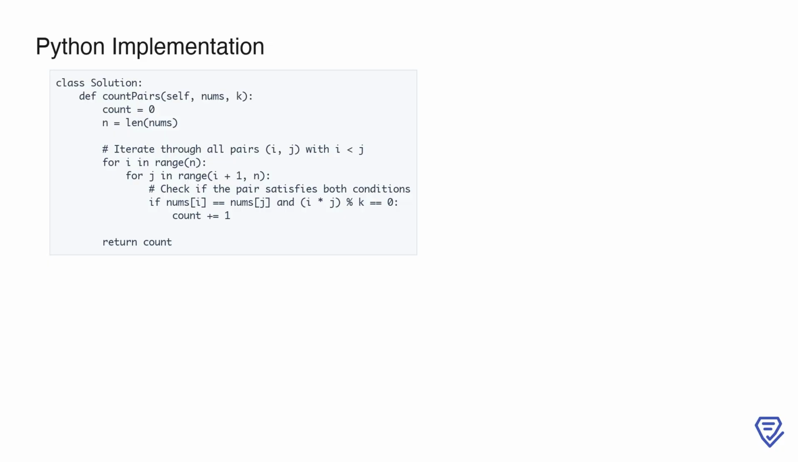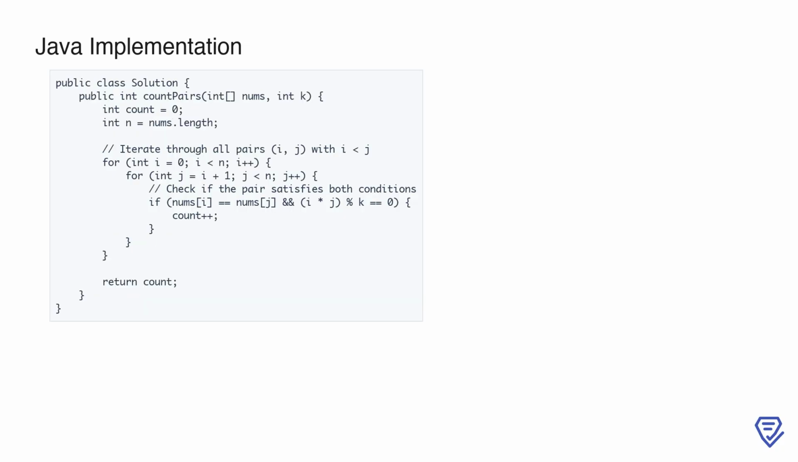Within the nested loop, the code checks two conditions for each pair (i, j): whether the elements at these indices are equal, nums[i] == nums[j], and whether the product of their indices, i*j, is divisible by k, i*j % k == 0. If both conditions are satisfied, count is incremented. After examining all pairs, the function returns the final count, which represents the total number of valid pairs in the array. This algorithm has a time complexity of O(n²) due to the nested loops, making it suitable for moderate input sizes.